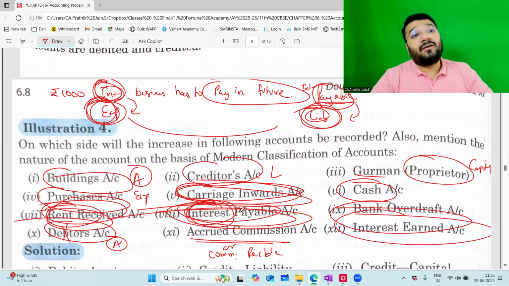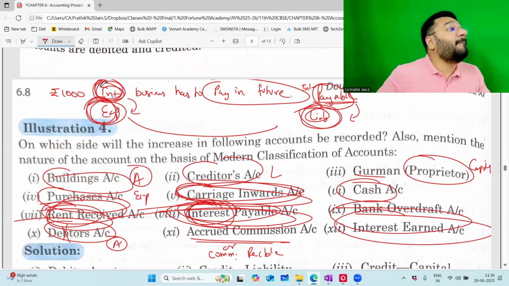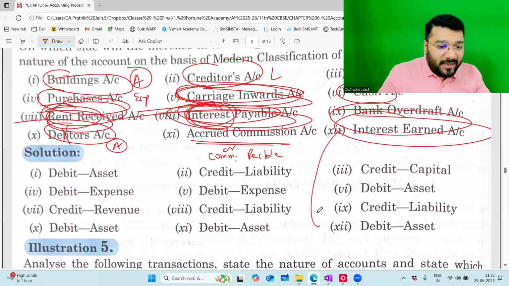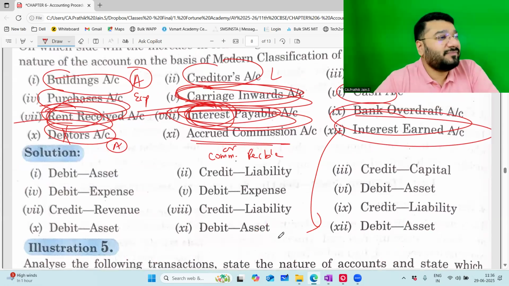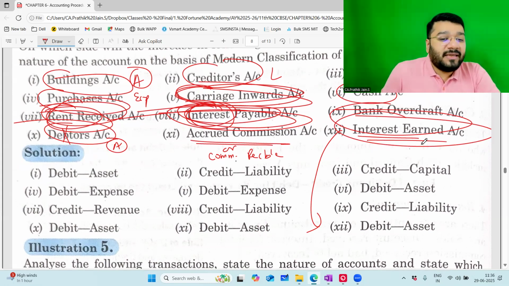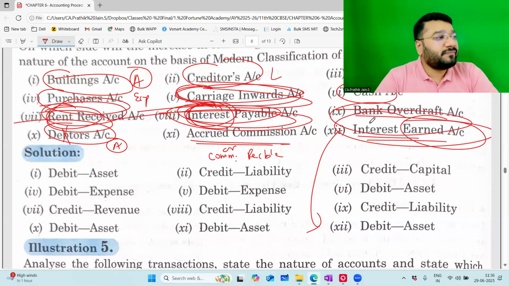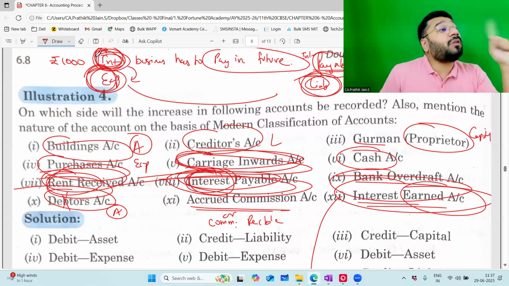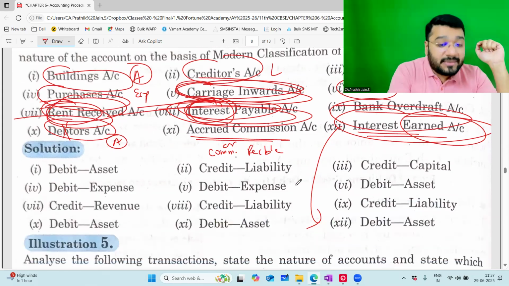Interest earned. They never say interest receivable. Interest earned. They're talking about interest income. Interest income. But what have they done? They put debit asset. Is it right? 100% wrong. Interest receivable is an asset. What is the language that they've used? Interest earned. This interest is expense incurred, income earned. Both are revenue. Interest earned is revenue. This is not an asset. This is revenue.